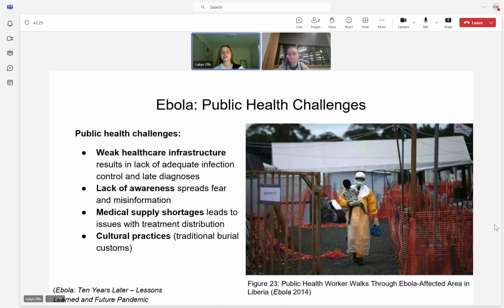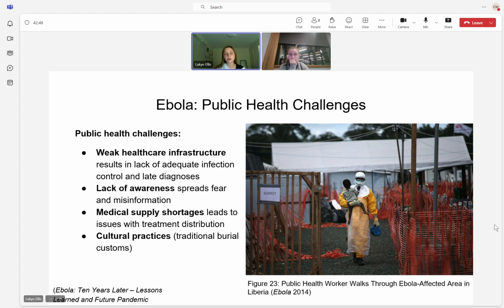So some public health challenges in regards to the Ebola virus would obviously be weak healthcare infrastructure. This results in lack of adequate infection control and late diagnosis. So by the time people come in with symptoms, it's already very severe and hard to treat these cases, along with medical supply shortages that lead to issues with treatment distribution.